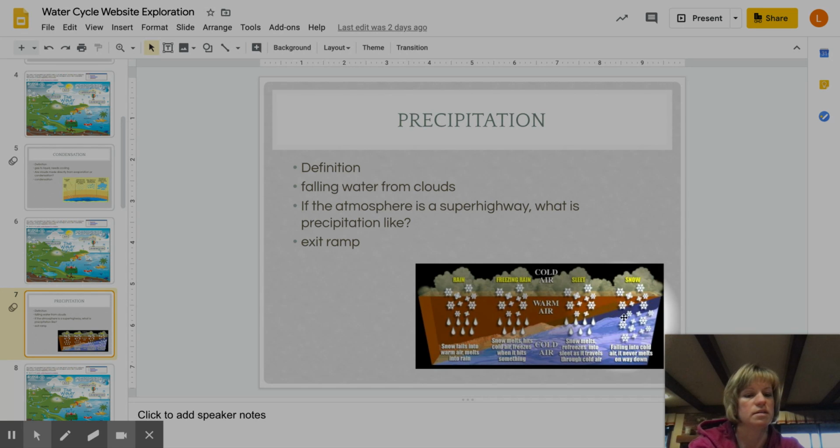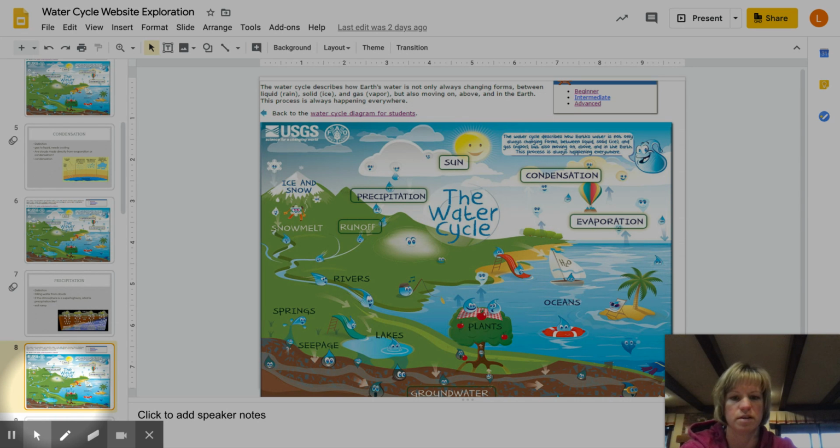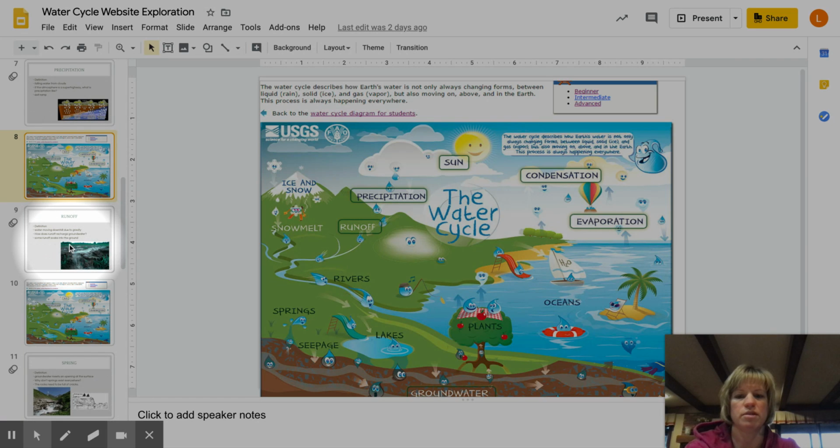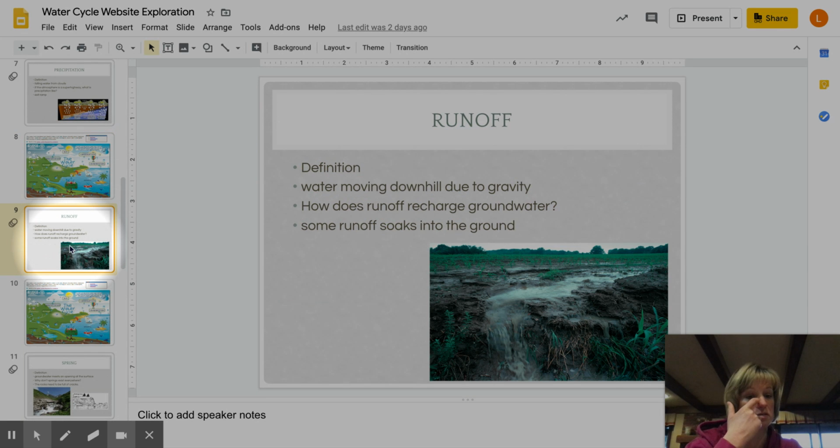And all of these would be different forms of precipitation. Okay, now our next one is runoff. So you'll notice these look like some of the happiest water drops on the whole website. They're having a good old time. And so runoff, you can see that they're heading downhill into oceans in some cases, into groundwater in some cases. But runoff is really what it sounds like, that the water drops are running downhill due to gravity.